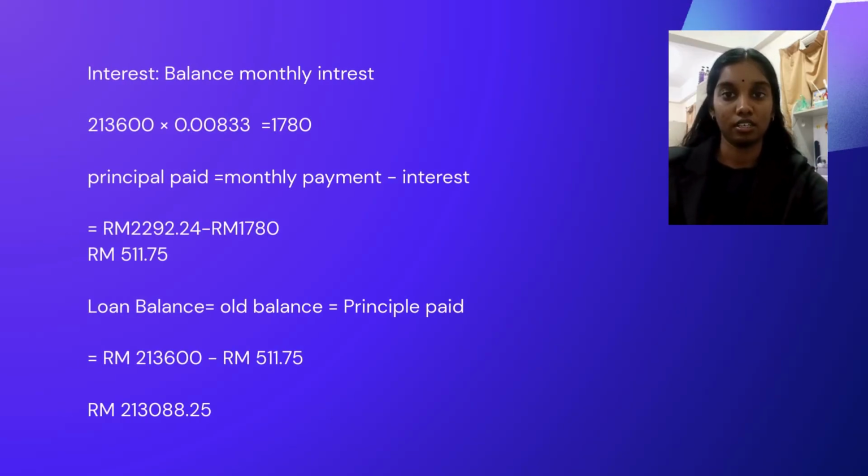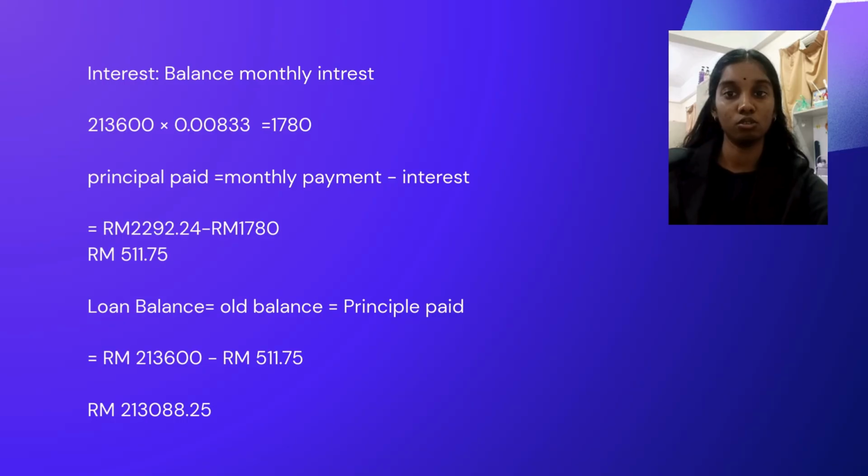First, to calculate the monthly interest, I multiply the original loan balance of 208,600 ringgit by the monthly interest rate of 0.00833. This gives me an interest amount of 1,780 ringgit for the first month. Next, I find the principal paid by subtracting the interest from the monthly payment. The monthly payment is 2,292 ringgit 24 cents. So 2,292 ringgit 24 cents minus 1,780 ringgit equals 511 ringgit 75 cents. This amount is the part of the payment that reduced the loan balance.